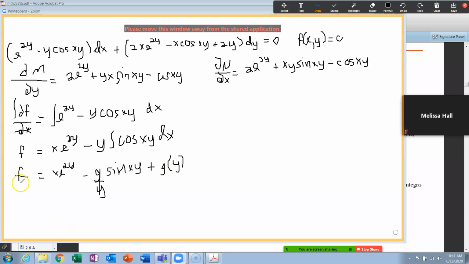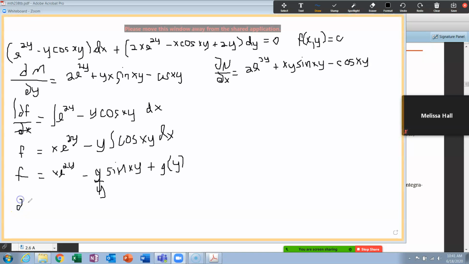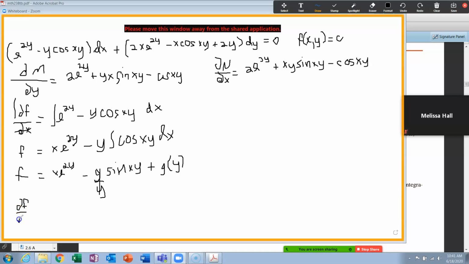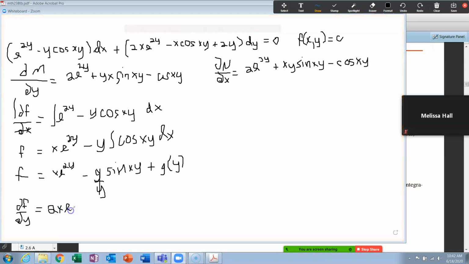We take the partial of f with respect to y. We took the partial of f with respect to x here, so let's take the partial of f with respect to y. Okay. Now let's do it. Again, treat x as if it's a constant. And I'm doing this fast. That would be 2x e to the 2y.